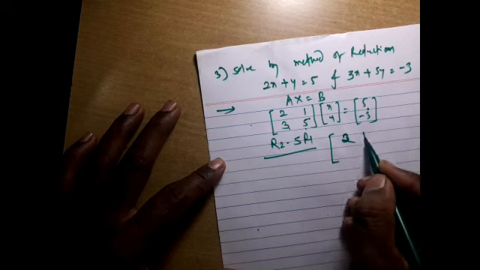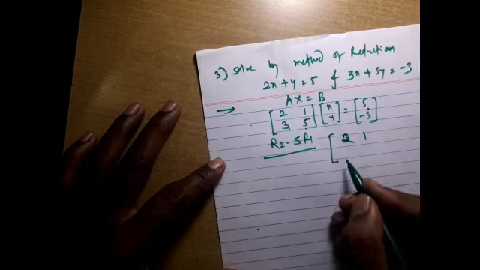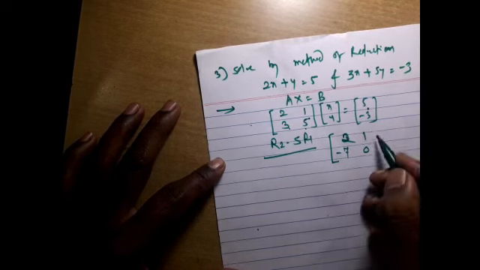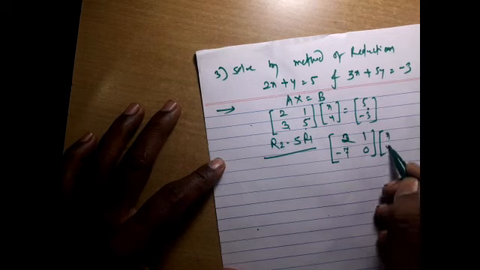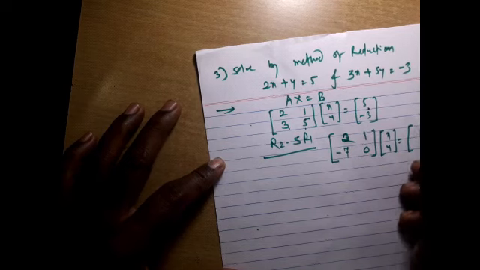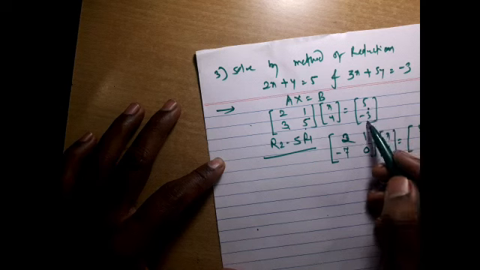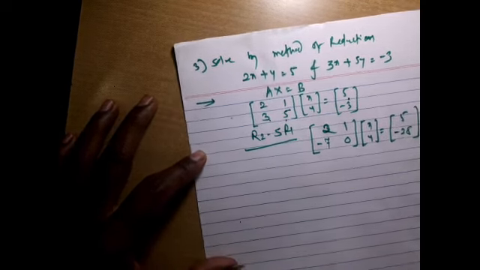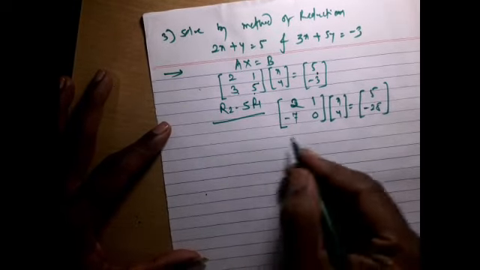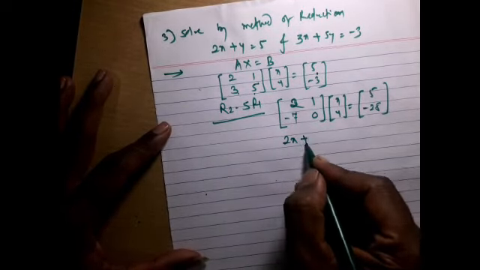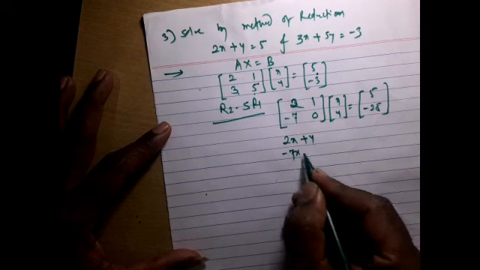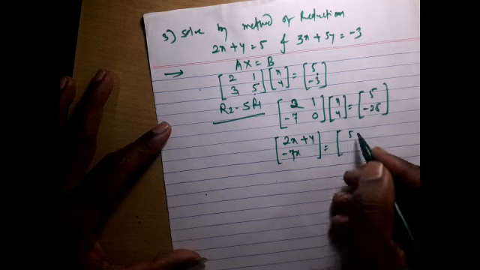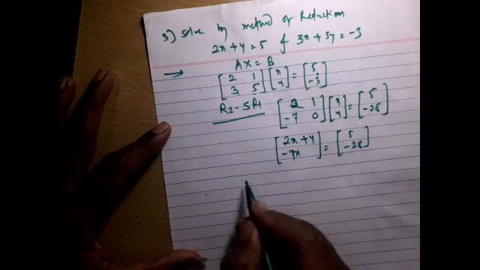No change in the first row. 5 2s are 10, minus 3 is 7, big number is minus 7, 5 minus 5 is 0. This will remain as it is. 5 5s are 25 and 3 is minus 28. Again open by simple multiplication: 2x plus y, minus 7x plus 0y is equal to 5, minus 28.